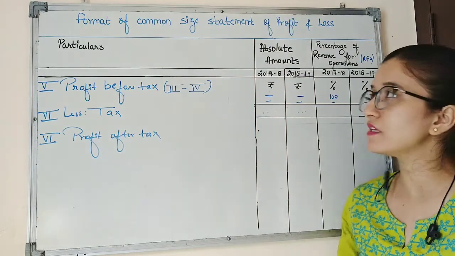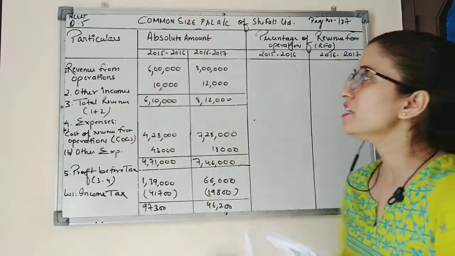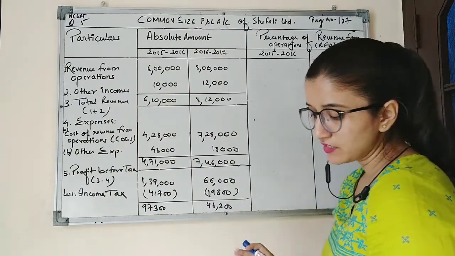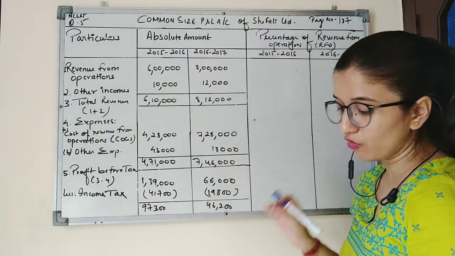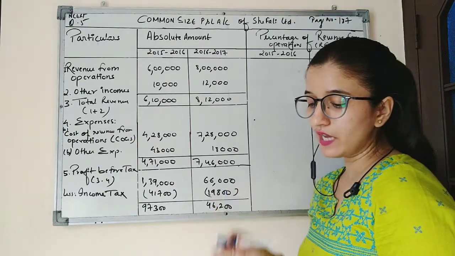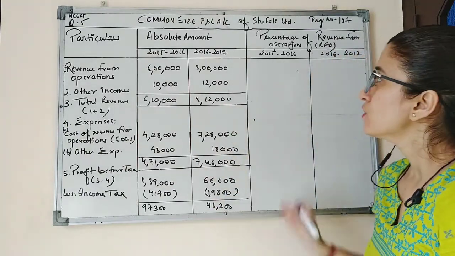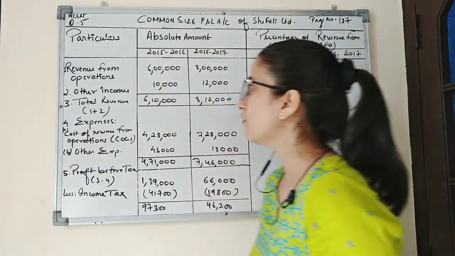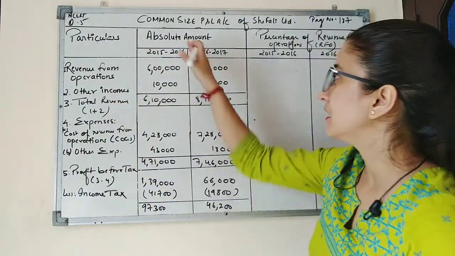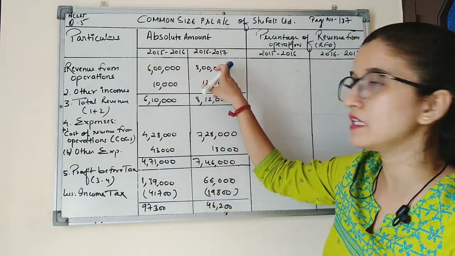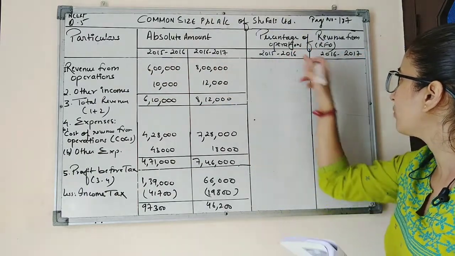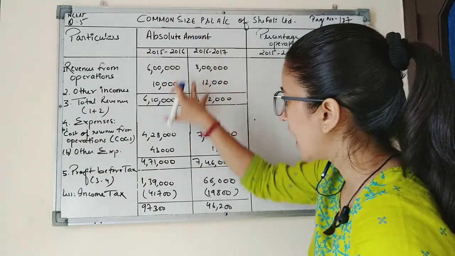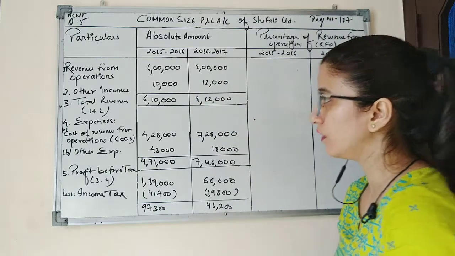Now we will solve some questions based on the common size statement of P&L account. Here is question number 5 of NCERT, page number 187. The question is: prepare a common size statement of P&L account of Shefali Limited with the help of the following information. First we will write the common size profit and loss account of Shefali Limited. According to the format, the first column will be particulars, then the absolute columns, previous year amount and current year amount, then percentage of revenue from operations, RFO, for previous year and current year. We will first learn how these columns are solved.